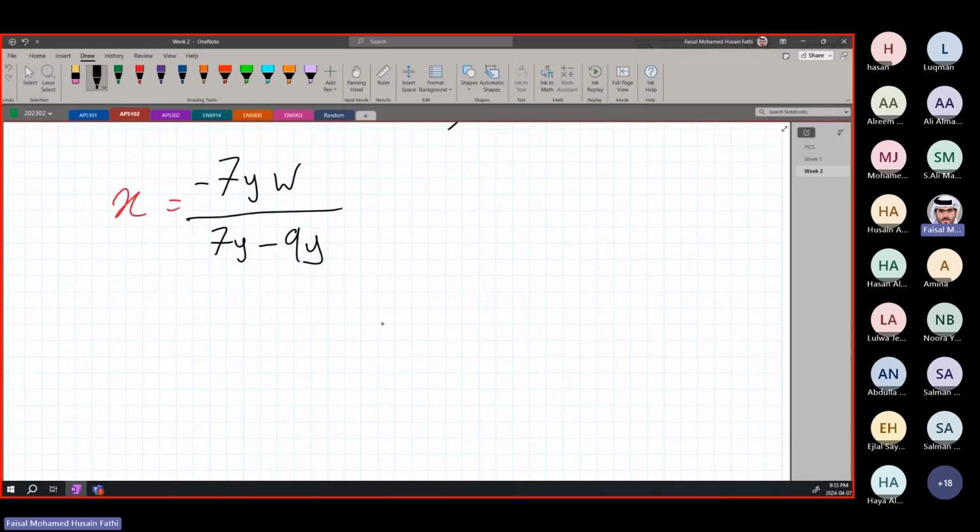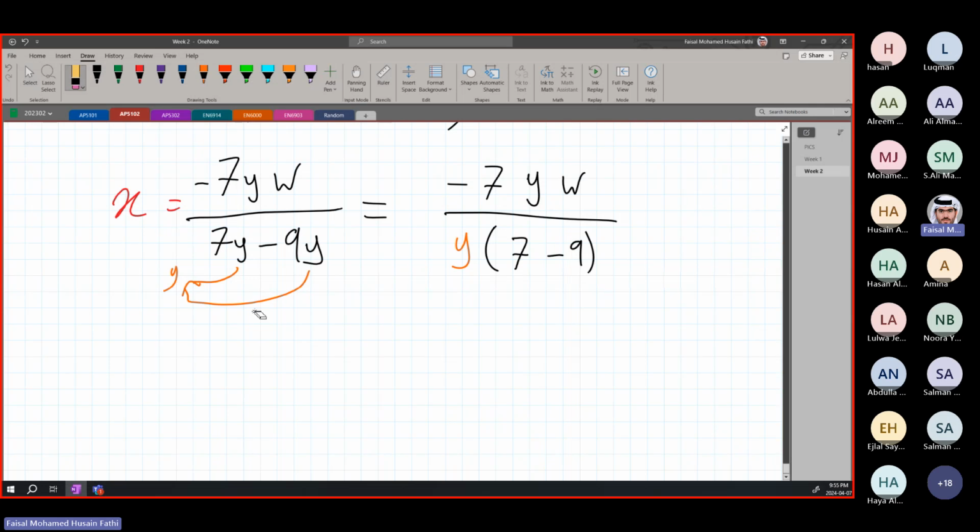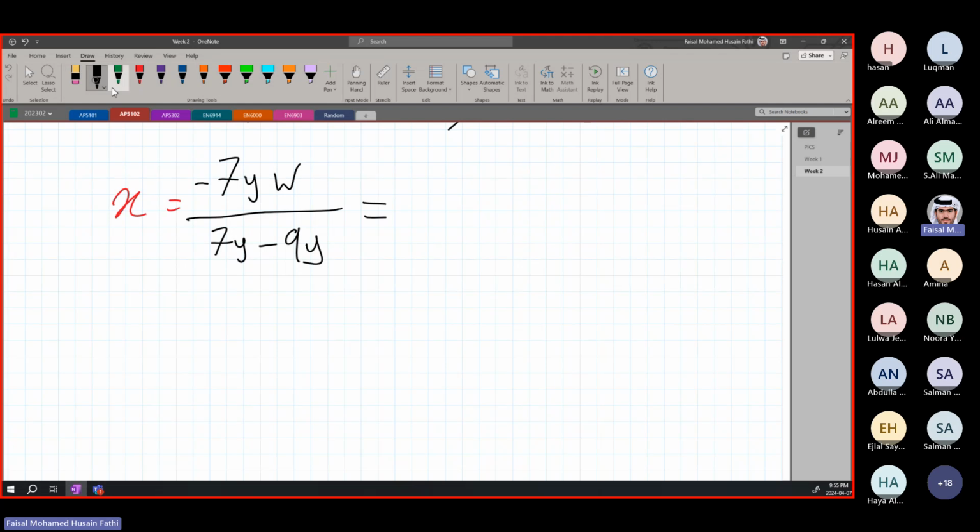And then, so here, if you notice, you can simplify it even more. You have minus 7yw over, we can take the y here out as a common factor. The common factor is y, which is y into 7 minus 9. All right. Y, we can cancel it, or why am I even complicating this? Then let me simplify it even more. So this is 7y minus 9y, right? So minus 7yw over 7 minus 9, which is simply going to be minus 2y.